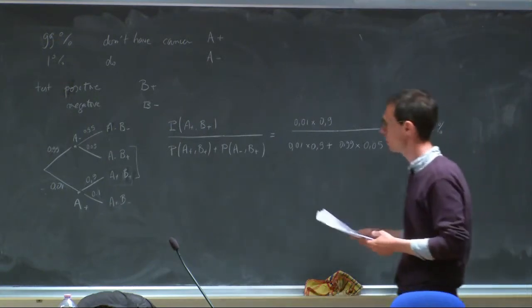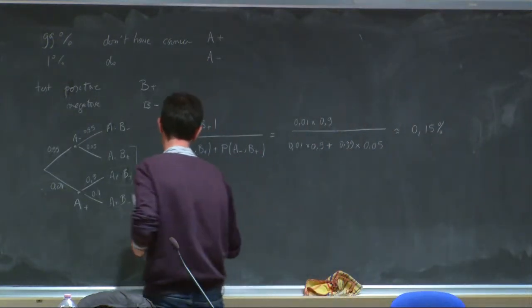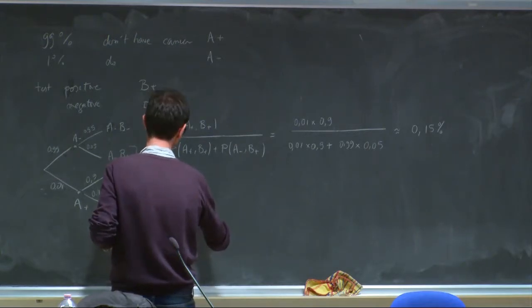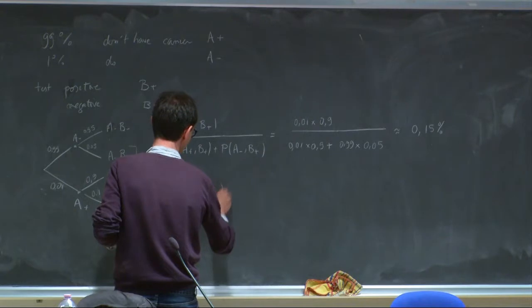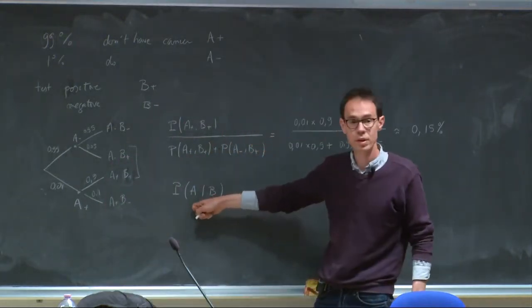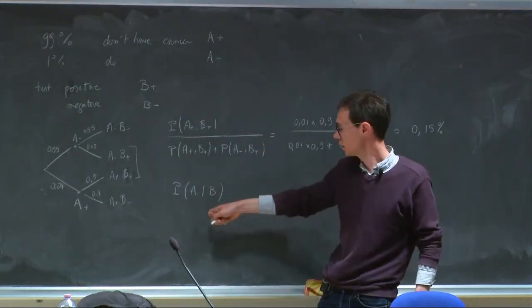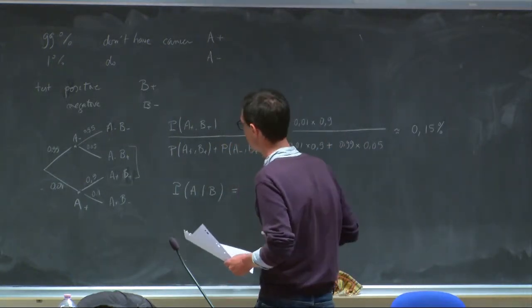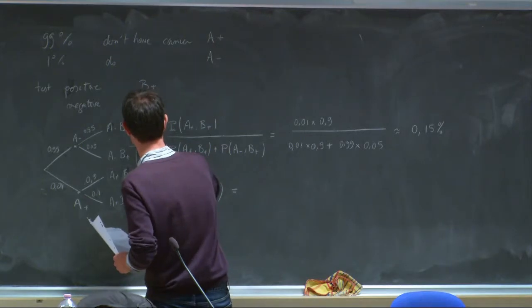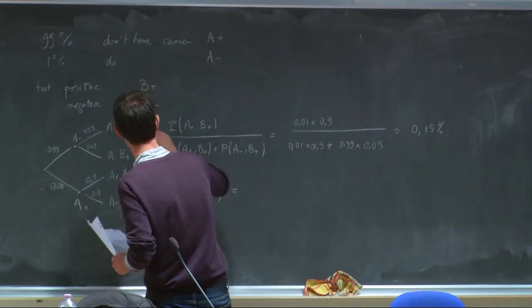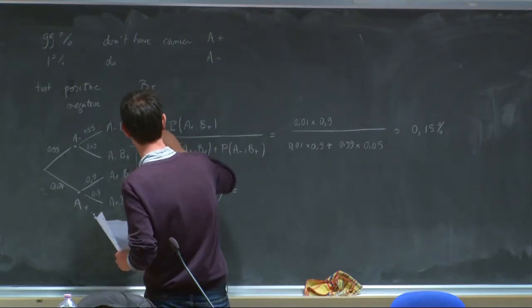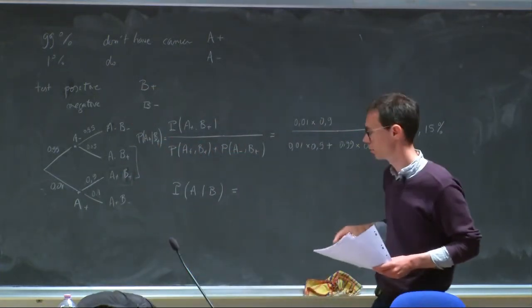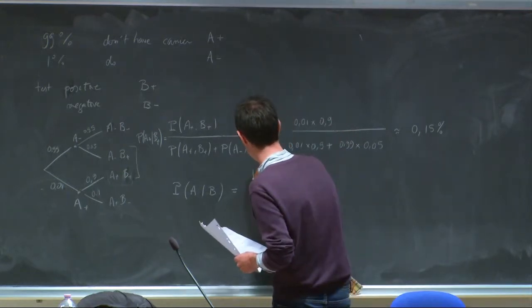So what is Bayes' theorem? Bayes' theorem tells the following. So this is your true status, whether you have cancer or not, and this is what you saw, this is the test. And Bayes' theorem will tell you that this probability. So here I was interested in the probability of having cancer, knowing that I had a positive test. But this is more general than that.